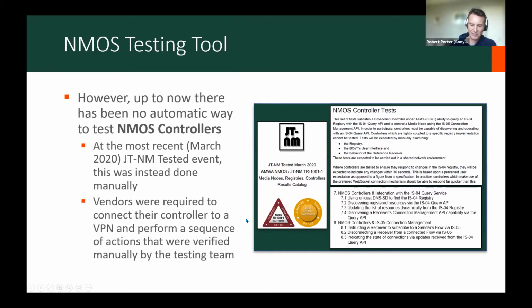And the aim was to test things such as, can the controller correctly discover all the devices on the network by querying the registry using IS-04 and update its UI when these change? And also, can the controller successfully make connections between devices and correctly identify the connection state of any existing connections? So the first set of tests were mainly IS-04, the second set mainly IS-05.